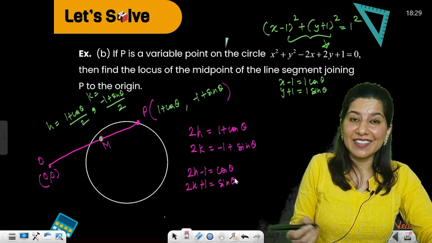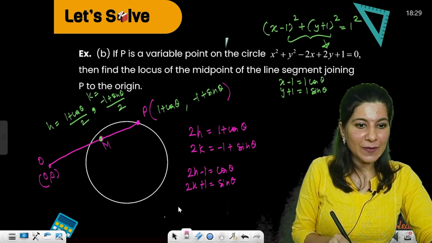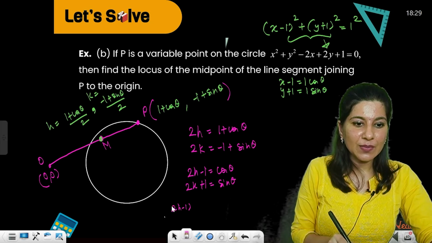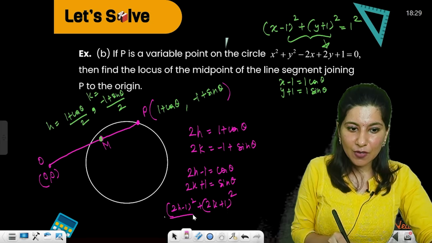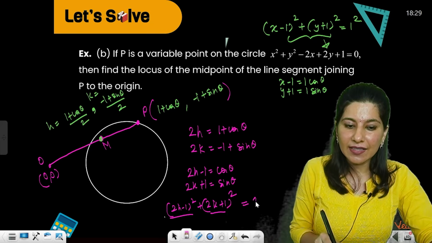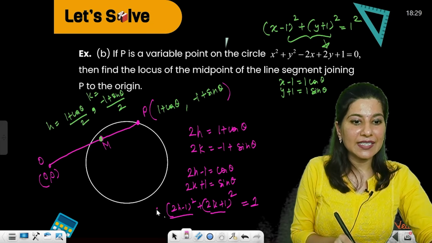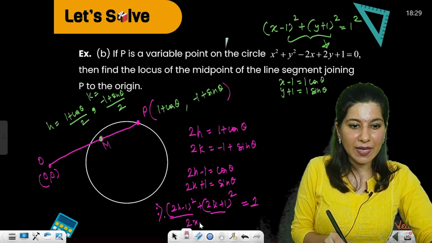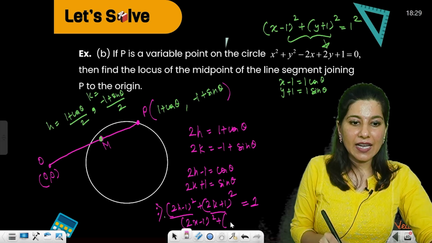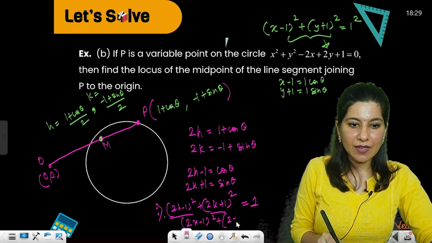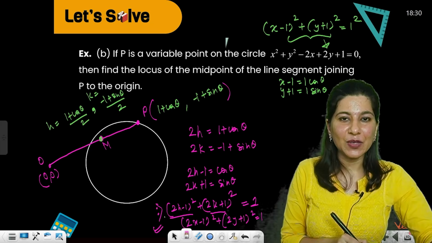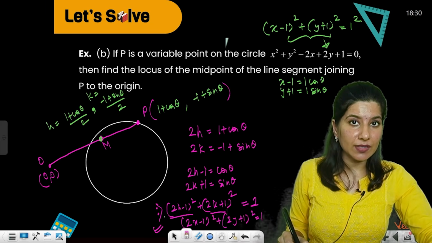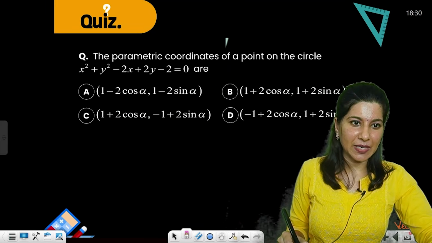Square and add, then you will get your locus. So (2H minus 1) whole square plus (2K plus 1) whole square. This is cos square theta, this is sin square theta, and this will be 1. So this is the final thing. H will be replaced by X and K will be replaced by Y. That's it. This is your locus. So this is how it is used, I mean, the application part.